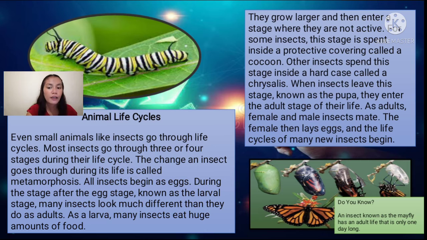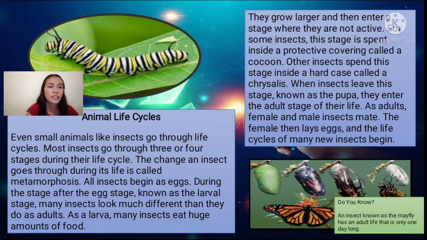During the stage after the egg stage, known as the larva stage, many insects look much different than they do as adults. As a larva, many insects eat huge amounts of food. They grow larger and then enter a stage where they are not active.